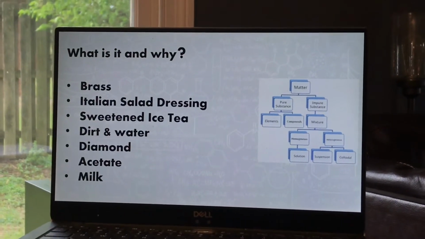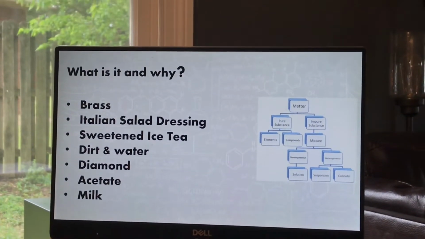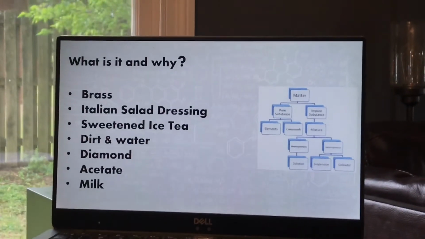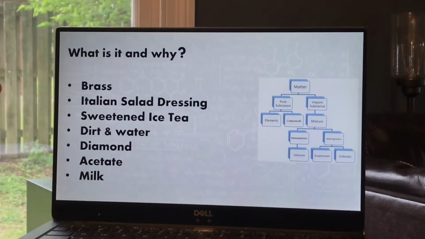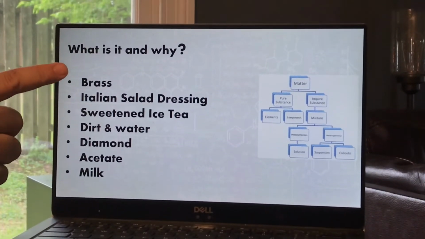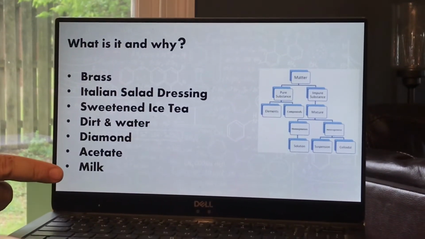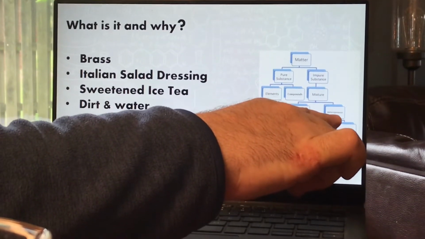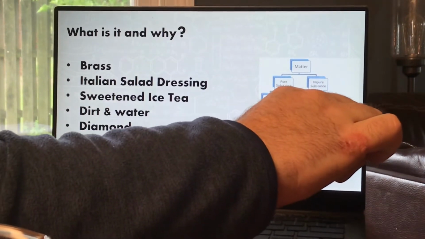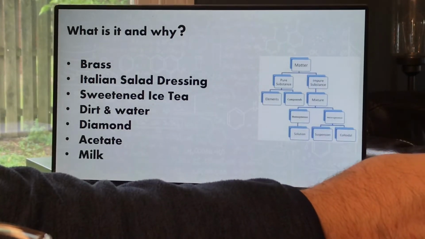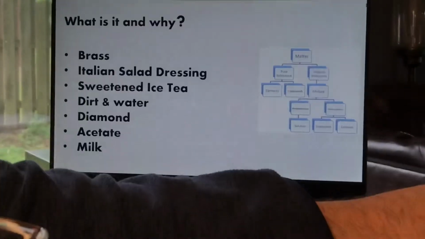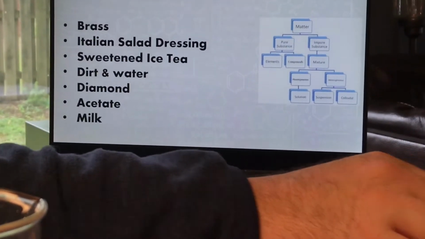So what is it and why? Here's what I'd like you to do. I'd like you to figure out which ones of these things belong in which category, heterogeneous or homogeneous. And then figure out whether they're a suspension, a solution, or a colloid.